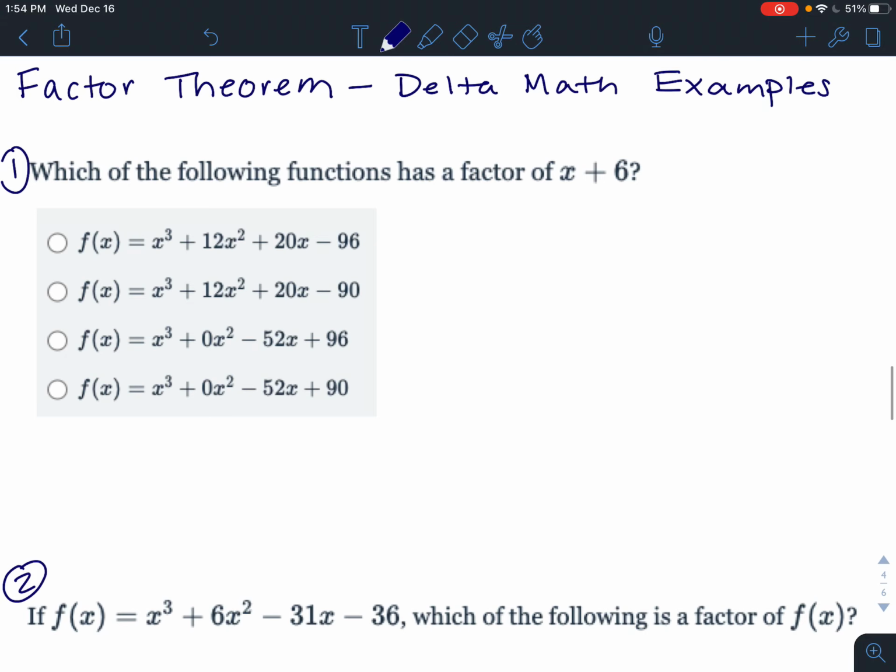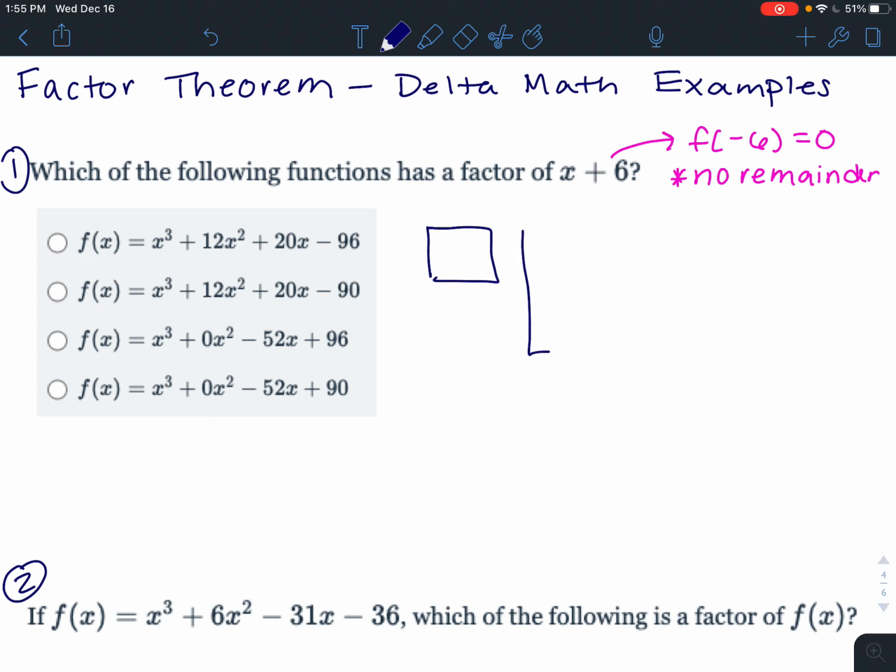So if x plus 6 is a factor, that tells us a little bit of information. That tells us that f of negative 6 is equal to 0, aka there is no remainder if we do synthetic division. So what I'm going to do here is set up my synthetic division table. Now all of my options are cubic, so I'm just going to set up my columns. And I know I'm going to divide by x plus 6 each time, so I'm going to put negative 6 in.